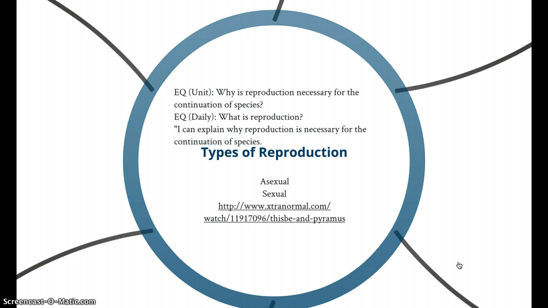Before we can actually answer the unit question, we'll need to figure out the definition for the word reproduction. Now it says, why is reproduction necessary for the continuation of species? The word continuation comes from the word continue, and we know that continue means to go on. So why is reproduction necessary for a species to go on? As I explore the different types of reproduction and provide you with the definition, please follow along with your guided notes and fill them in.